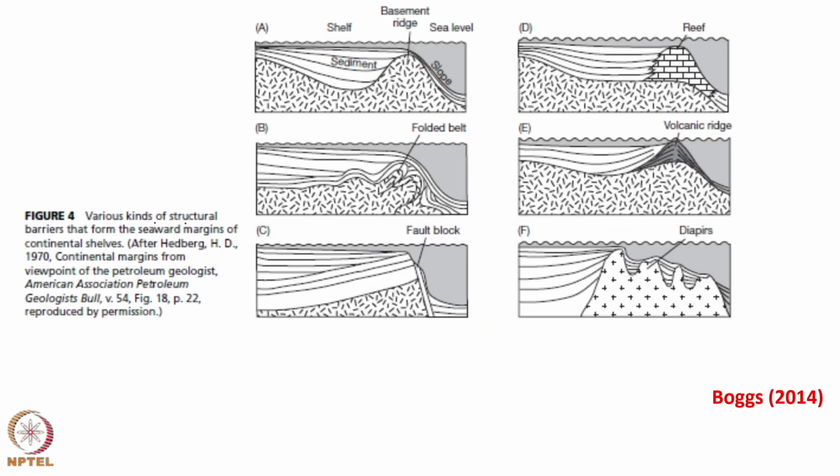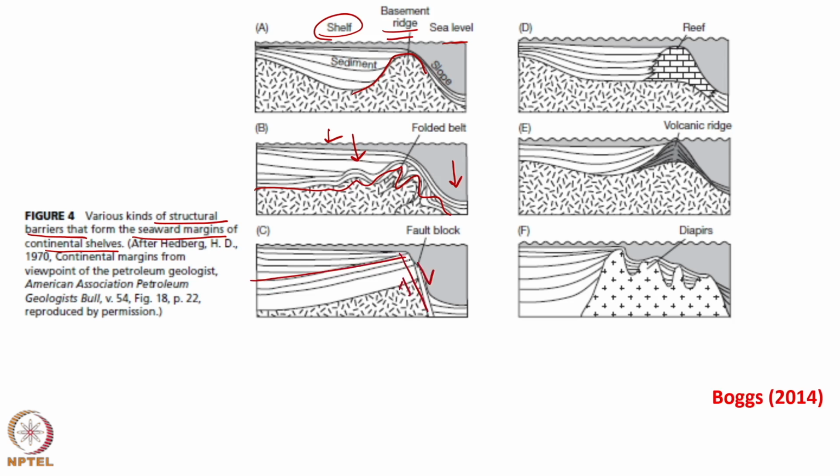Different kinds of structural barriers one can think about near the seaward margins of the continental shelves. For example, this can be a basement ridge, and this is the sea level. This is the shelf area. A basement ridge can be there, or consider folded rocks, so that this is the sea level, and the sedimentation pattern here and here, the geometries can be different. It can be a faulted block.